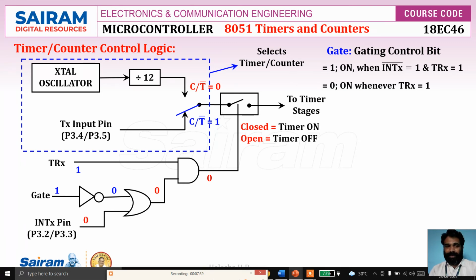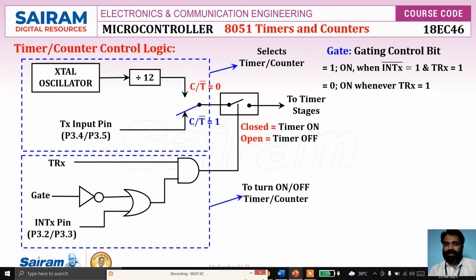Clear now? So this is the logic used to turn on or off the timer or counter. It consists of 3 gates: one NOT gate, OR gate, and AND gate. This is about the timer or counter control logic. So the first one is used to select timer or counter, and the second logic is used to make the timer on or off. So remember here X, INTX or TRX, indicates either 0 for timer 0 and 1 for timer 1.